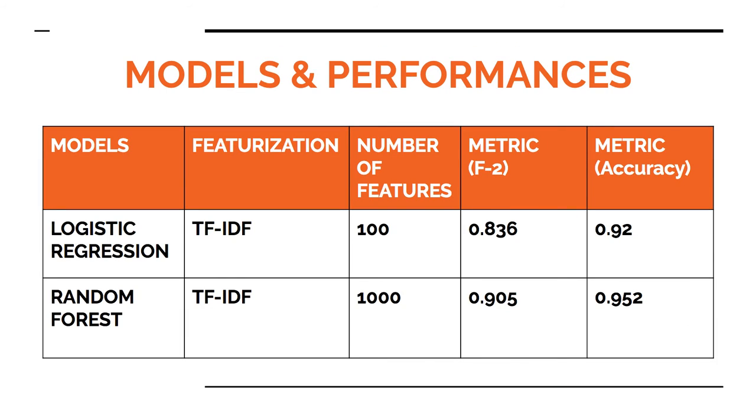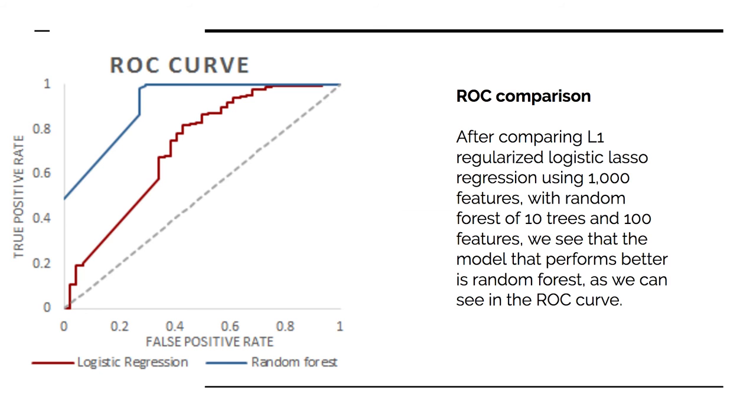Based on our experiments, the scores of F2 and accuracy are on the table. Apparently, random forest has better performance than the logistic regression. In the ROC curve comparison, we can also see random forest has better performance than the logistic regression.